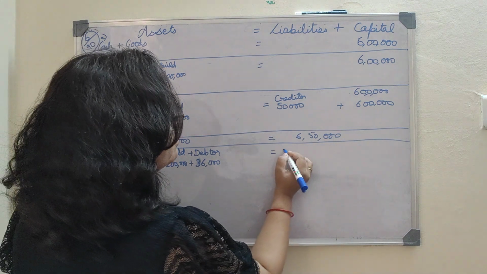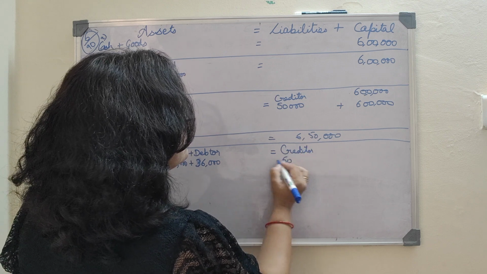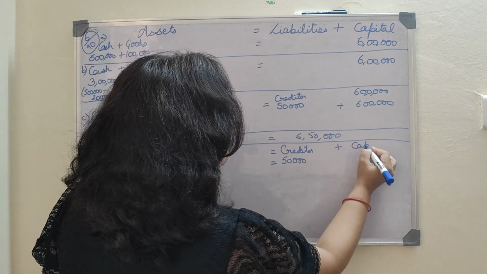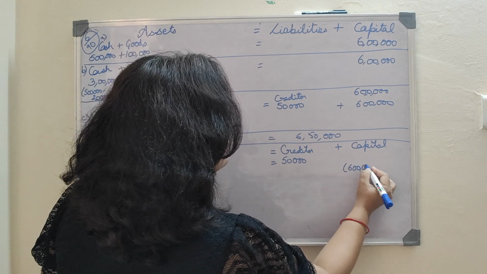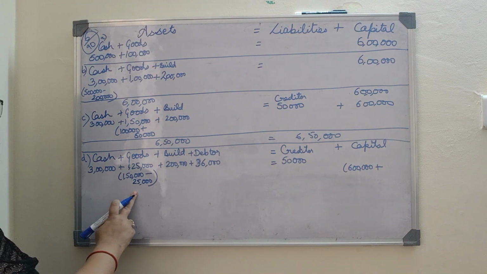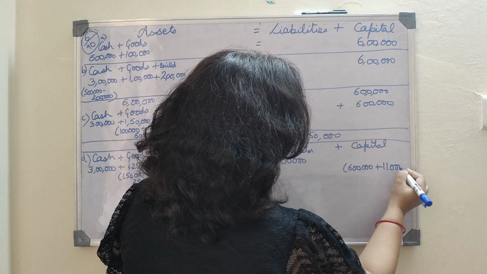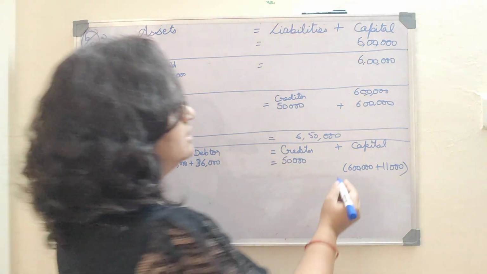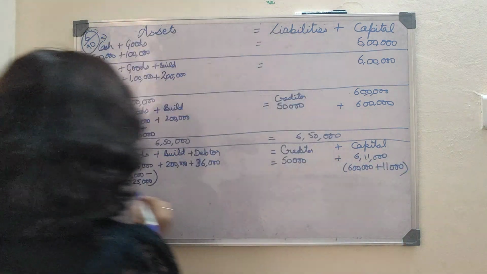Now what will happen to the profit? We have done this in the previous questions also. Creditor again remains the same. So capital will be 6 lakh plus, what is the difference between these two amounts? 36,000 minus 25,000, 11,000. So 11,000 is the profit which I have got after selling the goods. So it becomes 6 lakh 11,000.